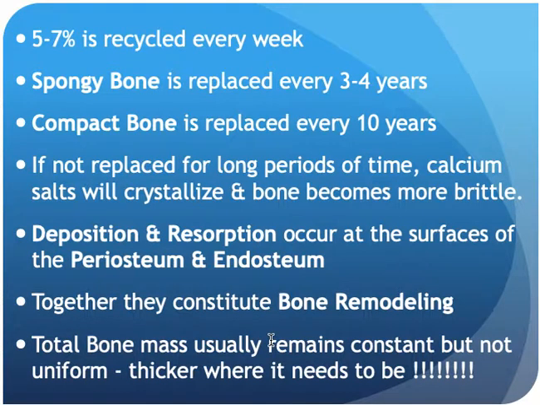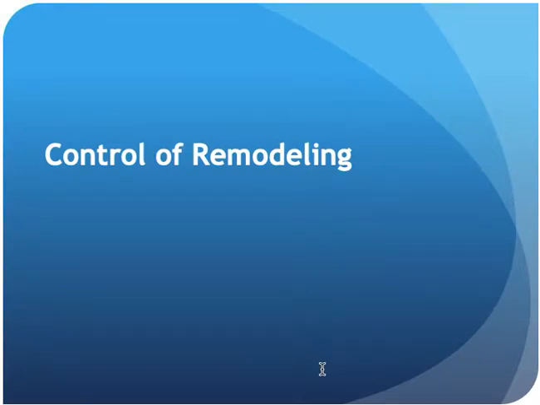So total bone mass usually remains constant, but it is not uniform. Your bones are going to be thicker where they need to be. So wherever they absorb stress, your body's going to make them thicker. Okay, so controlling remodeling.